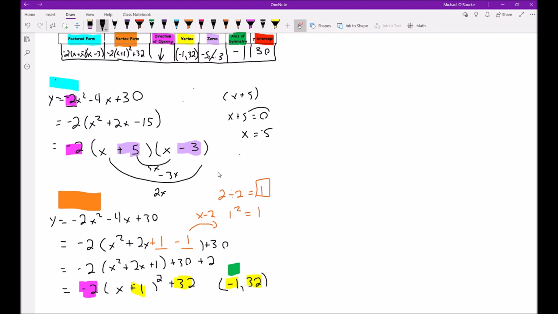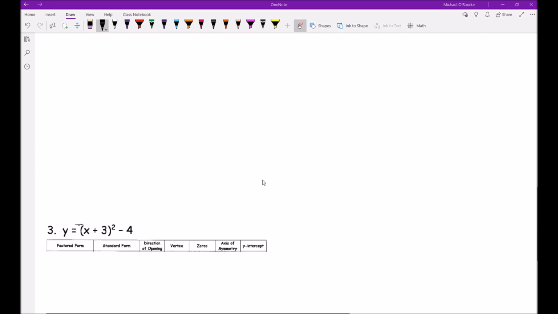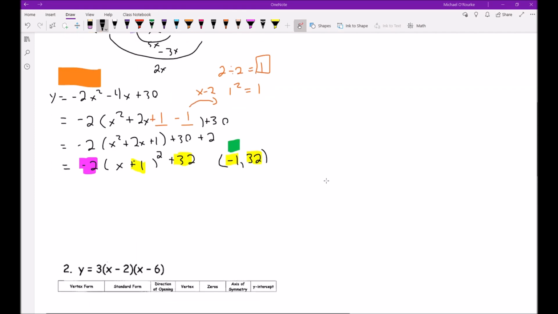I have my chart here, right? I could follow how to get from one point to the other point. The only thing that's not on this chart is our axis of symmetry, I believe. So with that being said, let's do another one. So we're going to do 3. We're going to start with all our different forms, and then work from there.